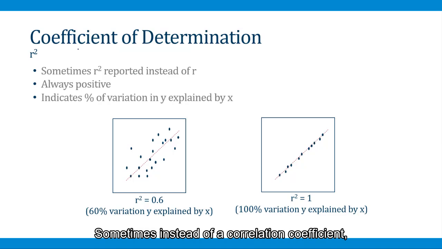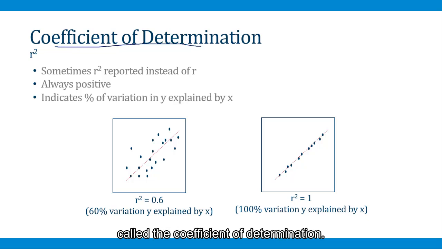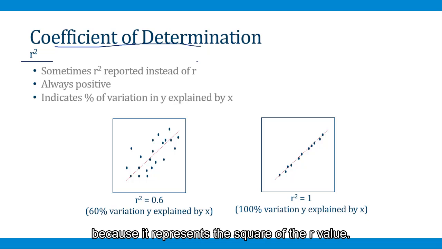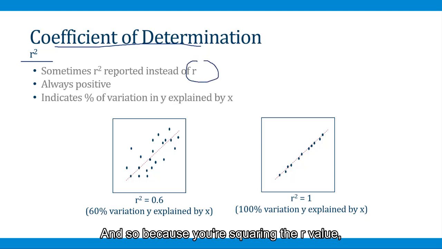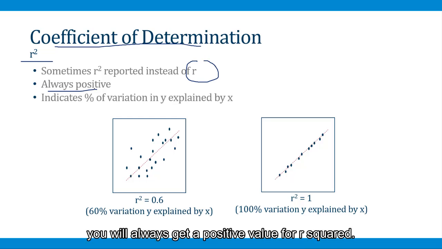Sometimes instead of a correlation coefficient, a related number will be reported called the coefficient of determination. This is also referred to as the R squared. It's called the R squared because it represents the square of the r value. And so because you're squaring the r value, the R squared is always positive. Whether the r is positive or negative, you will always get a positive value for R squared.